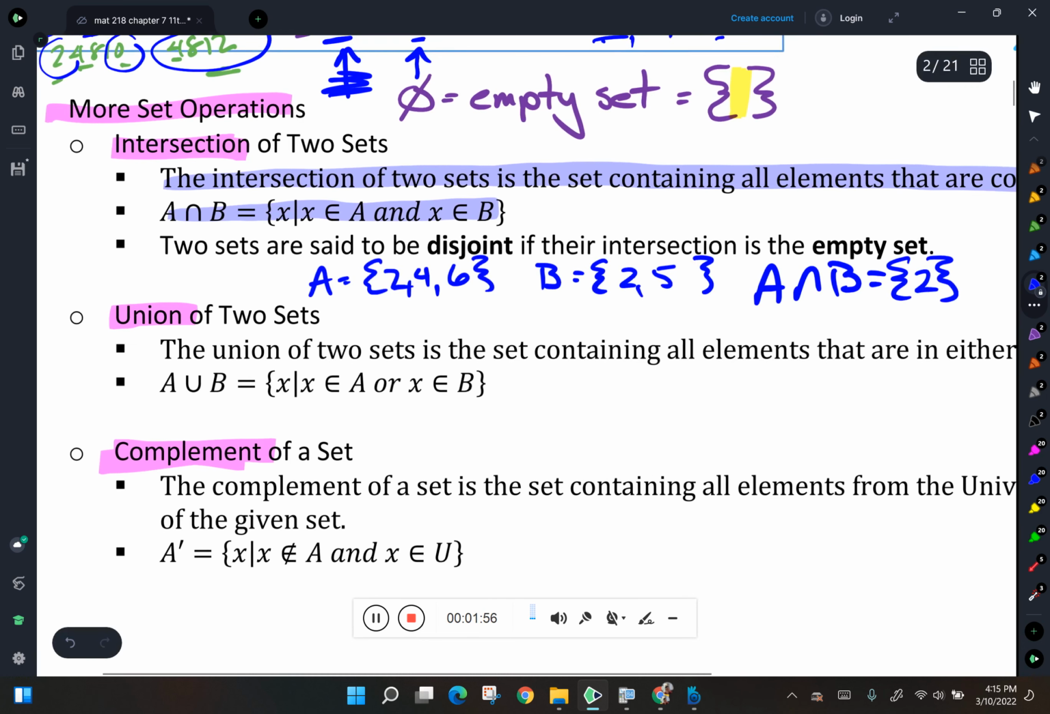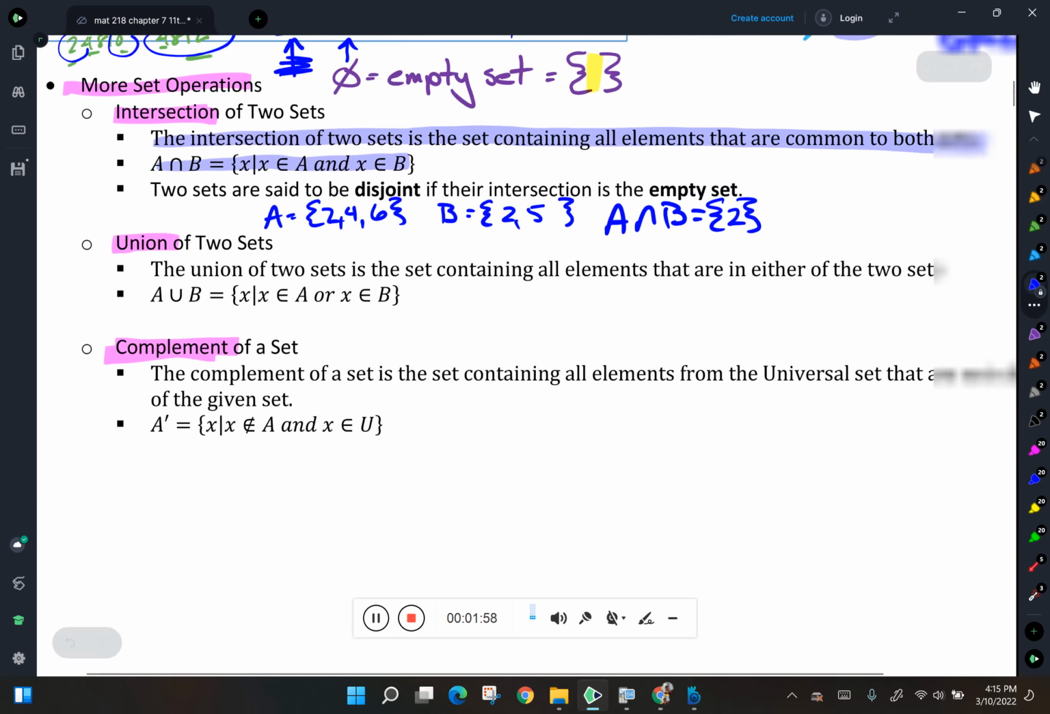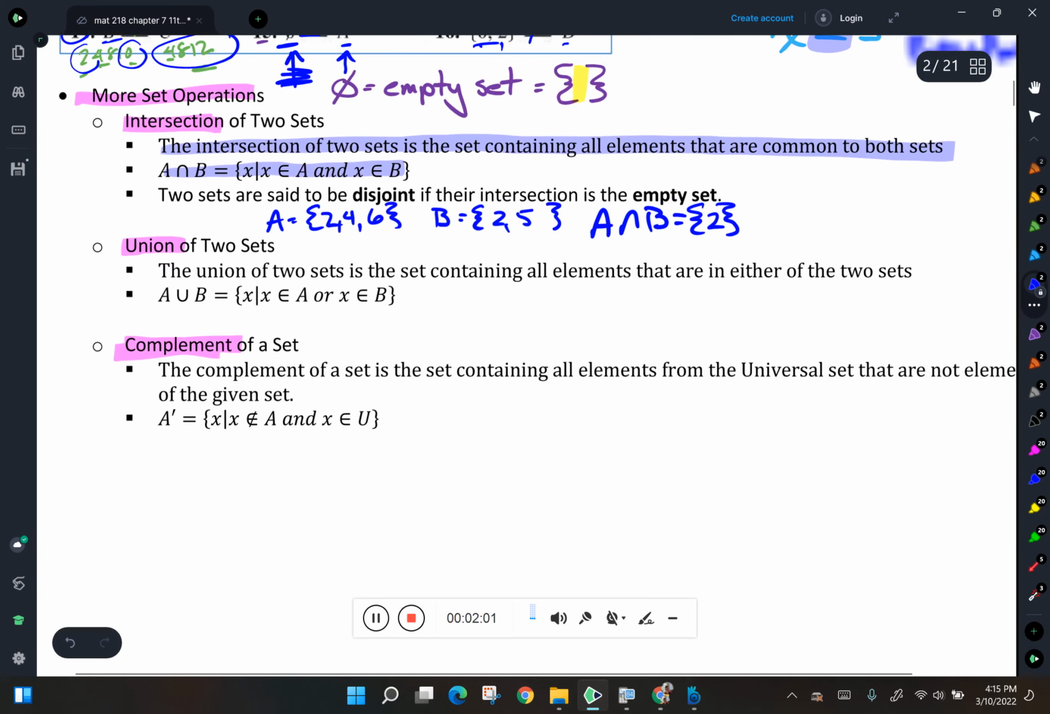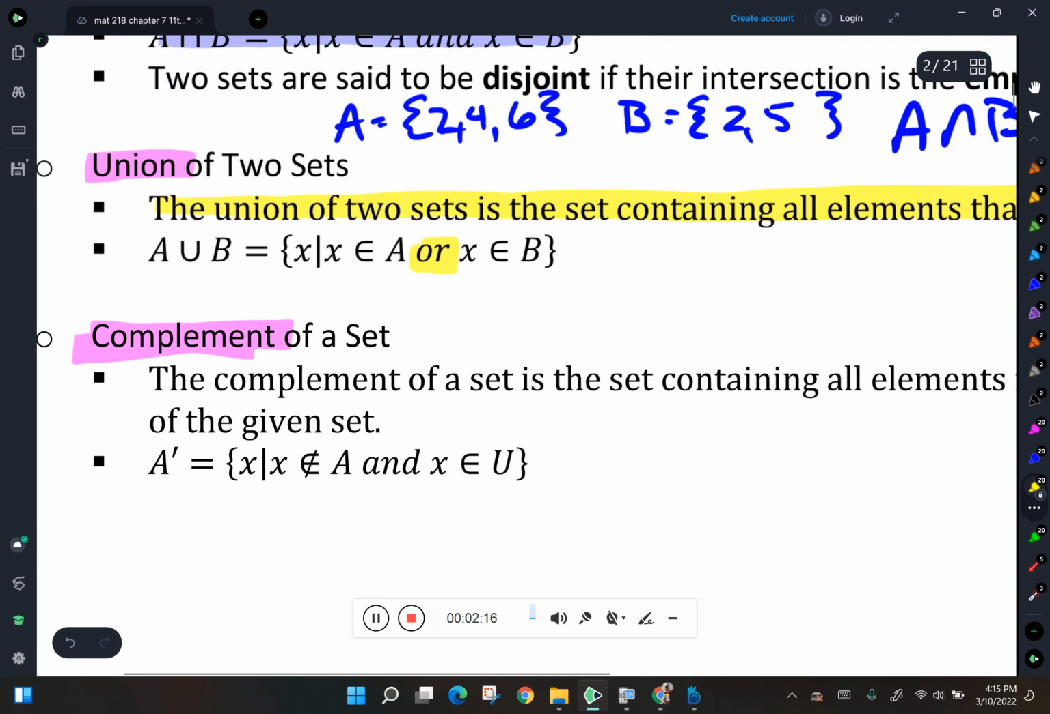Right? The union of two sets is the set that contains all of the elements that are in either of the two sets. Right? And so it's set builder notation right here. We've got to focus on that word or. A union B is a set of all x's where x is an element of A or x is an element of B. Now that word or is a tricky word because the mathematical definition of the word or is different from the common definition.